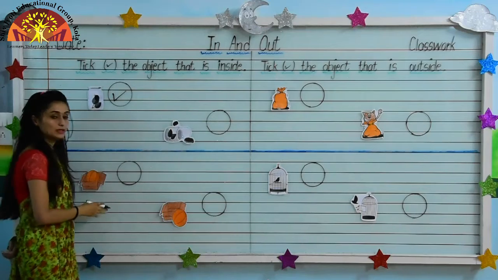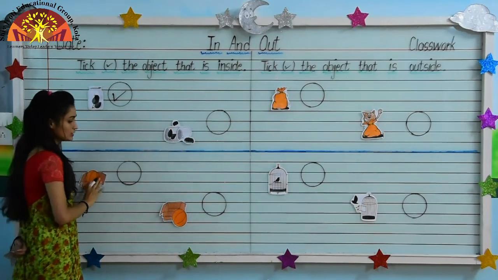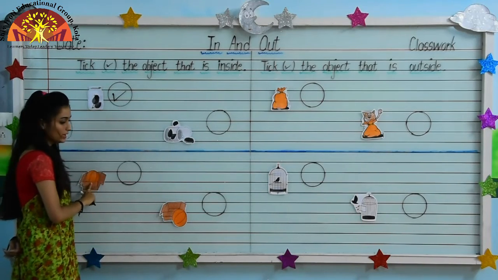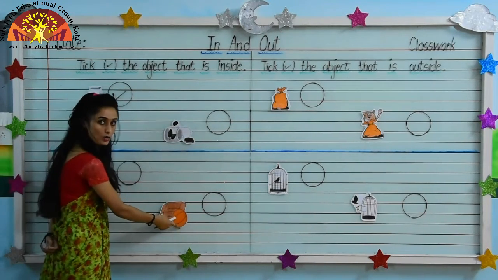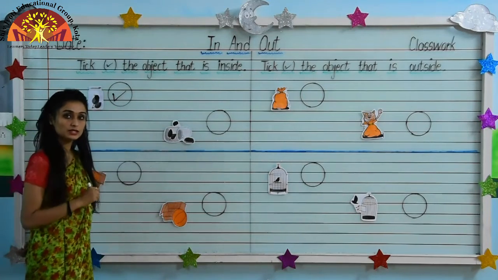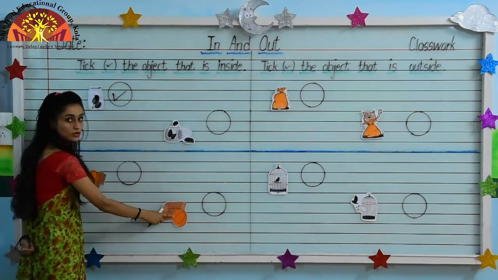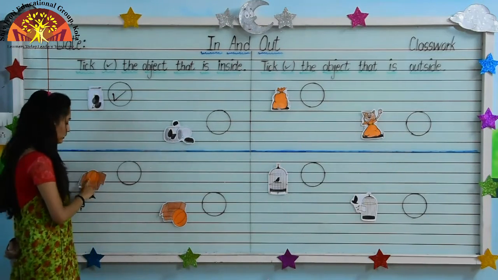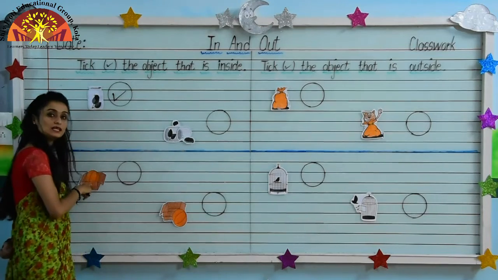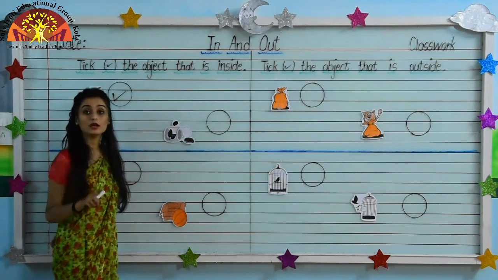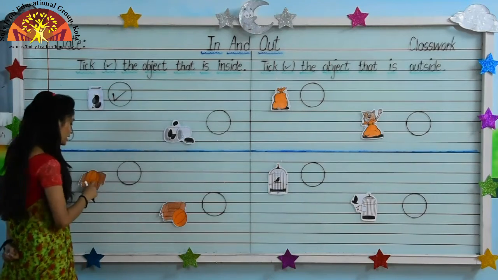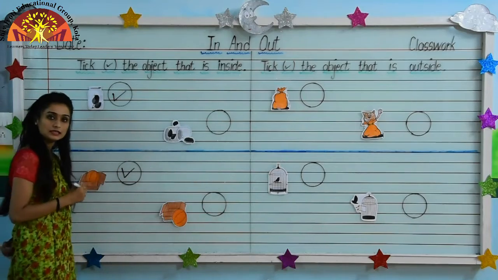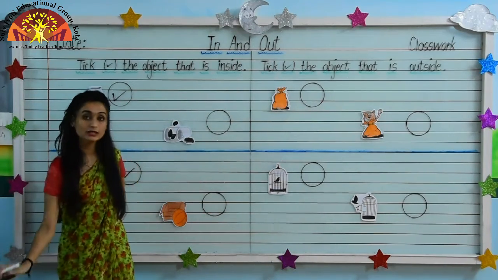Come to the next one. Here are some boxes given. In the first box the ball is in, okay, and in the second one the ball is out, okay. So which one I should put a tick on? On this one or on this one? Tell me fast. Yes, you are right, on this one because the ball is in the box and in this one the ball is out of the box, okay kids. So we will put a tick on this one like this, okay. Now come to the next one.